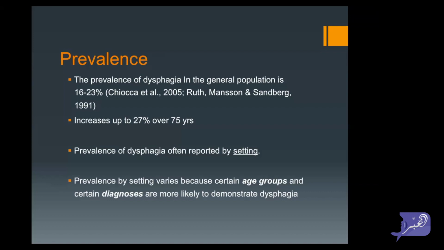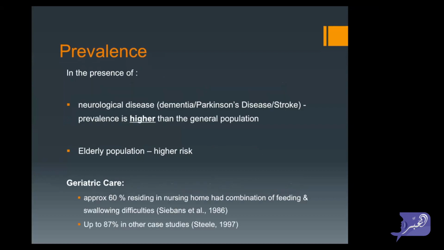And if we look at settings, if I go into an acute ward in the hospital, for example, and I screen the patients there for dysphagia, I will find the numbers there to be much higher. So according to setting, which is the way we usually report dysphagia, we will find the numbers change. If I go to an aged care facility or a home for the elderly and I screen them for dysphagia, I'm going to find the numbers to be much higher, because certain age groups and certain diagnoses are more likely to demonstrate dysphagia. Okay, so the elderly and specific groups, and we'll talk about that.